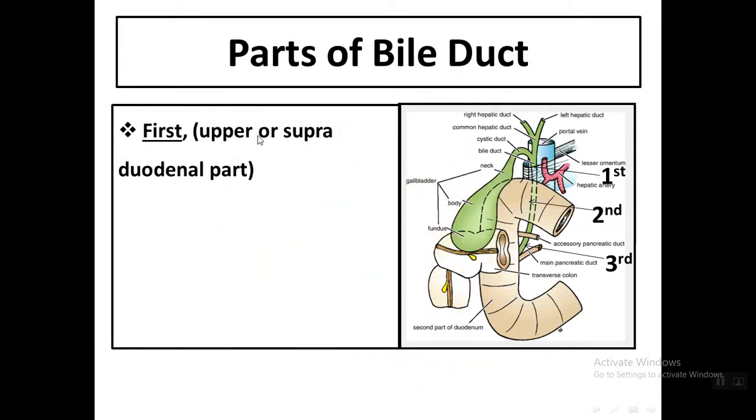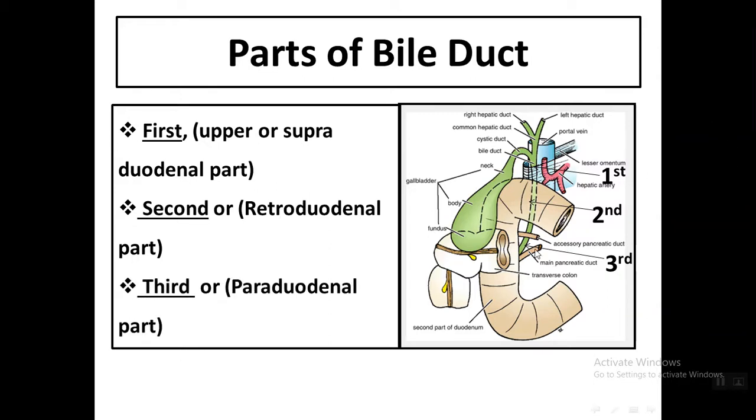The first part of the bile duct is called the upper or supraduodenal part that lies in the free margin of the lesser omentum. It is related to the hepatic artery and it lies anterior to the portal vein. So it lies on the right of the hepatic artery and anterior to the right margin of the portal vein in the free margin of the lesser omentum. The second part is called the retroduodenal part that passes behind the first part of the duodenum and accompanies the gastroduodenal artery.